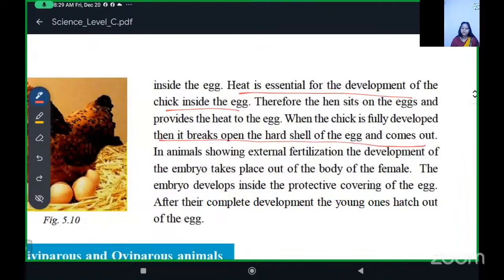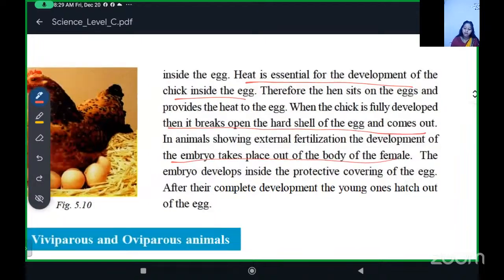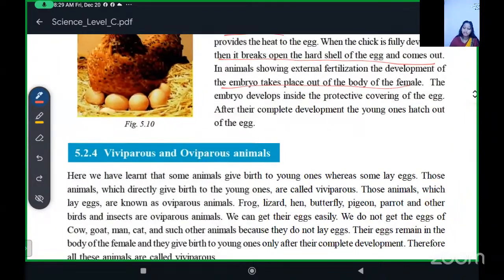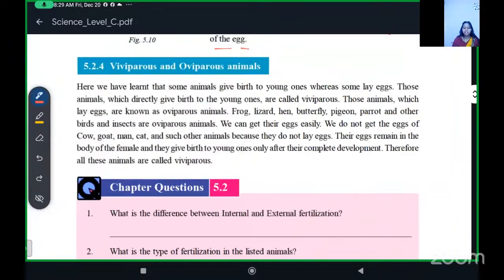In animals showing external fertilization, the development of the embryo takes place outside the body of the female. The embryo develops inside the protective covering of the egg, of the hen and the birds. After the complete development, they hatch out. The chicks hatch out.